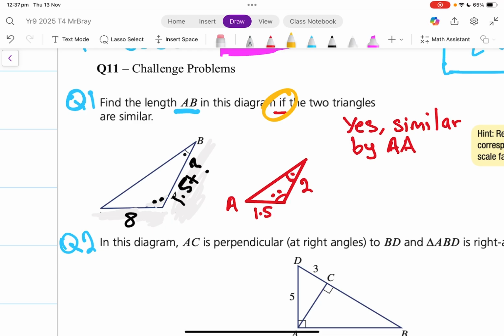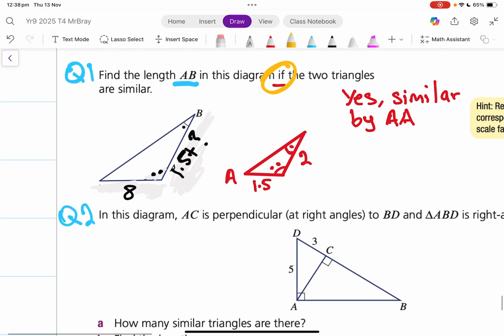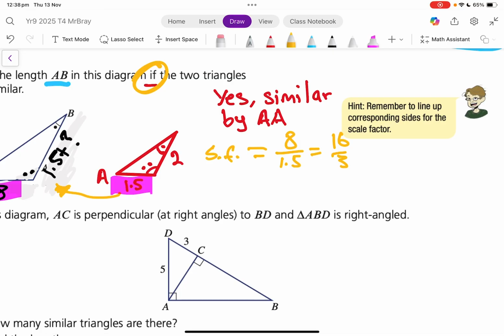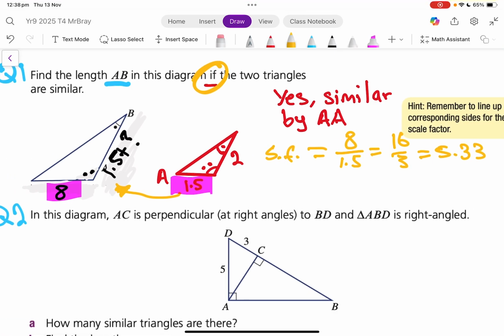So now we just need to solve for the question mark, or the length of A to B. Looking at it now is going to be more like questions you're a bit more familiar with. We're going towards the triangle with the unknown value. To find our scale factor, we're looking at a pair of corresponding sides, which I'm looking at that pair there. The side with the arrowhead goes on top, so it's going to be 8 over 1.5, which is 16 over 3, or if you throw that in the calculator, you will get 5.33.